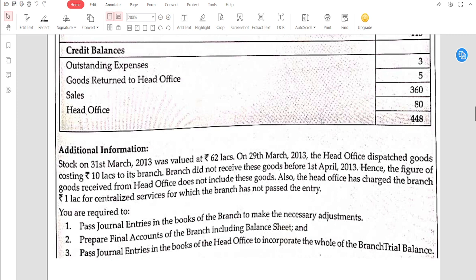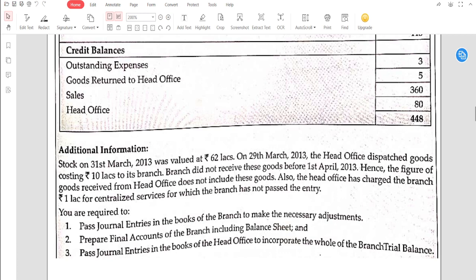See what information there is. Very interesting. सबसे पहले तो क्लोजिंग स्टॉक कितना है सोनल हाथ में, 62 लाख. That's not a problem. We have this closing stock. Now on 29 March 2013, the HO dispatched goods costing 10 lakh rupees to its branch. ठीक है सर, ये भी सही है. HO ने goods dispatch किया 10 lakh rupees का किसको? Branch को. Now the branch did not receive the goods. Obviously, if you transfer the goods by shipment or air, it is quite obvious that the goods are in transit.